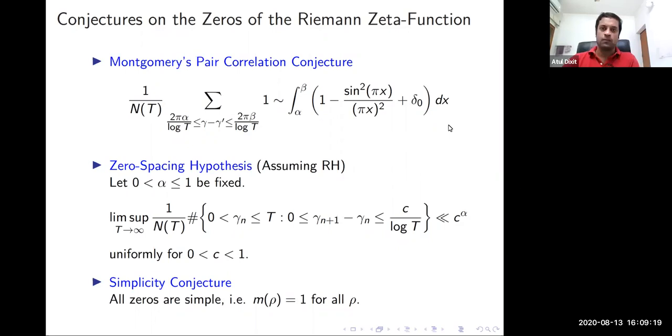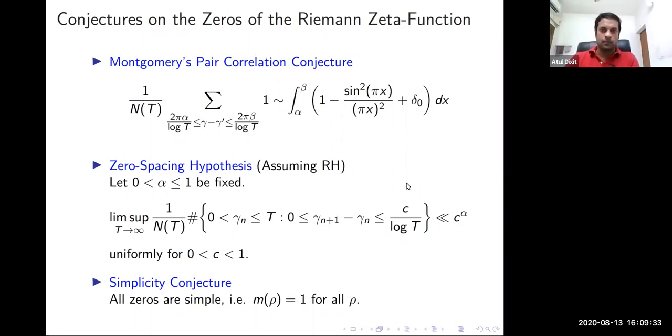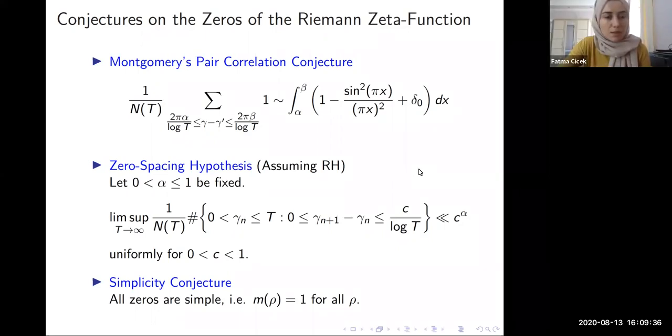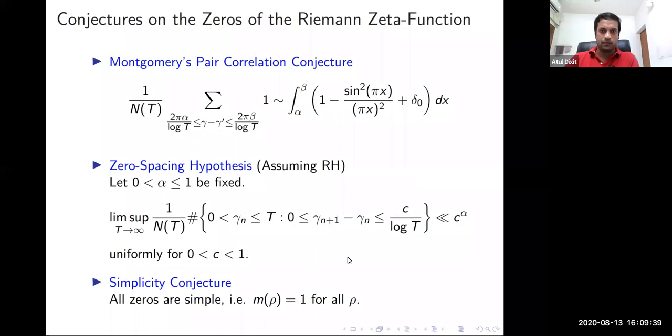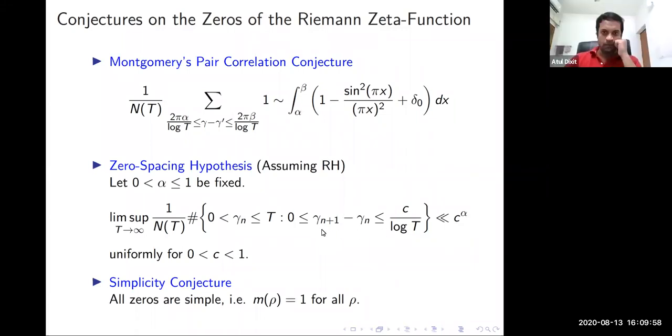Okay, so a consequence of the pair correlation conjecture is the following zero spacing hypothesis. So in all the applications, this is used in addition to the Riemann hypothesis, which I just shorten as RH. And this hypothesis depends on a parameter alpha. So what you do is you look at two consecutive zeros. So gamma_{n+1} is the one that comes right after gamma_n. And if gamma_n and gamma_{n+1} correspond to a repeated zero at gamma_n, then gamma_{n+1} is just gamma_n.